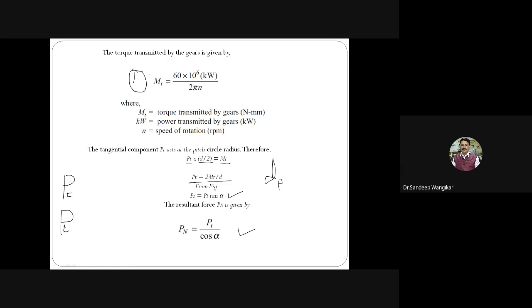If in the numerical it is asked to calculate the PR and PT, the radial and tangential components acting on the gear, then you have to go for calculation of PR and PT and represent them on a free body diagram. Very first, RPM is given, you substitute it. Power is given, you substitute. You will get the answer for MT in Newton millimeter. So this is the very first step.